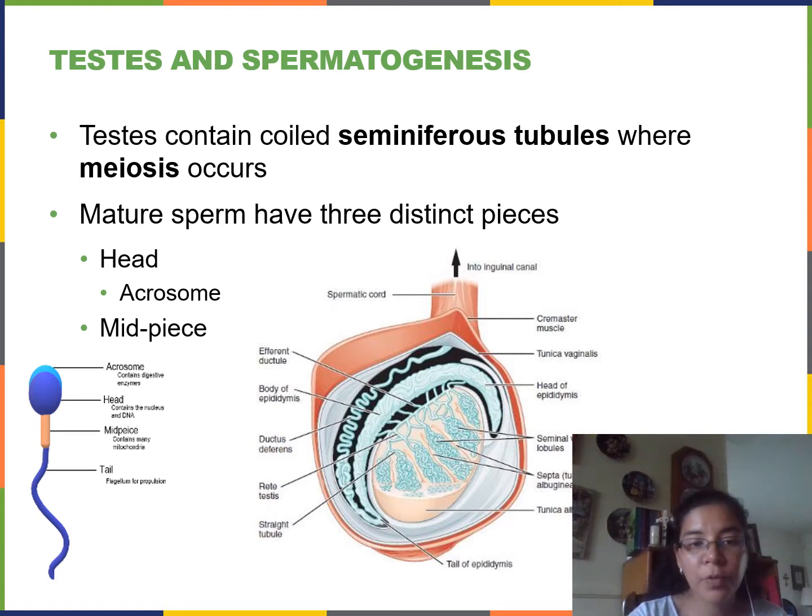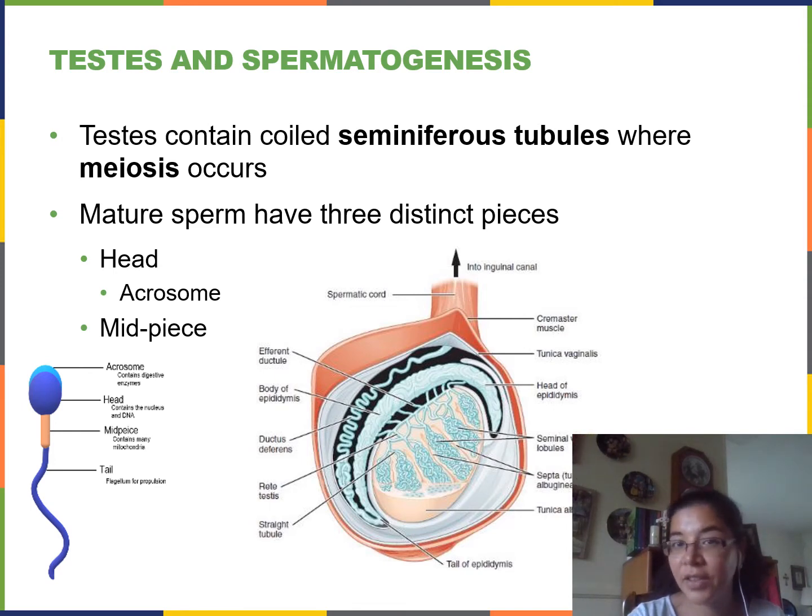So mature sperm actually have three pieces. We have the head, and on the tip of the head we have what's known as the acrosome or acrosomal cap. These have enzymes that are going to aid the sperm in delivering paternal DNA into the egg cell, so the ova. Then we have the middle piece or midpiece. This is a concentration of mitochondria. Why do you think there's mitochondria here?